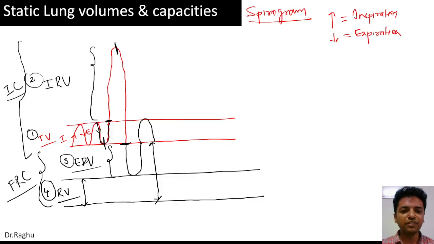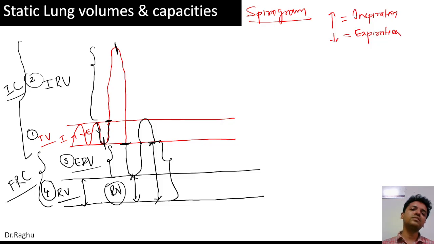Okay, there is a difference. After forceful expiration, the amount of air left out in the lung is called as the residual volume. After normal expiration also, this much amount of air is left out in the lung, and this is what is called as functional residual capacity. Now the third capacity is a very important capacity. That's why this capacity is also called as a vital capacity.